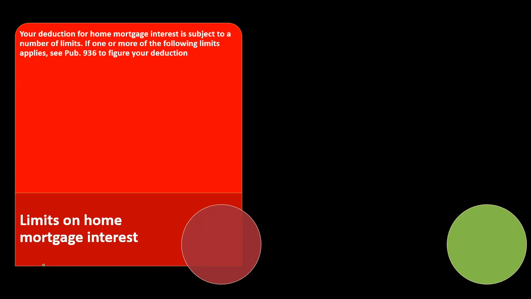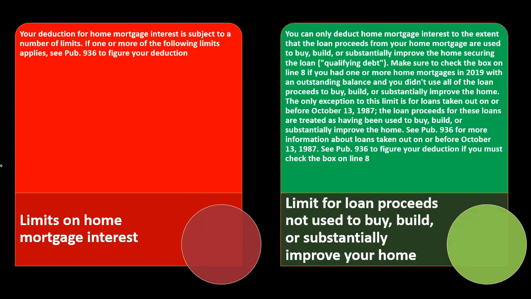Limits on the home mortgage interest. Your deduction for home mortgage interest is subject to a number of limitations. If one or more of the following limits applies, you can see Publication 936 to figure your deduction. Publication 936 can be found on the IRS website.